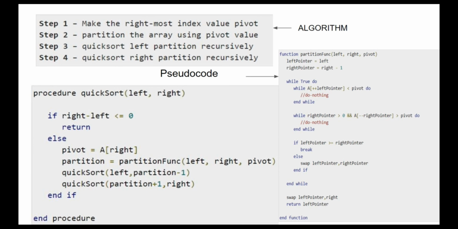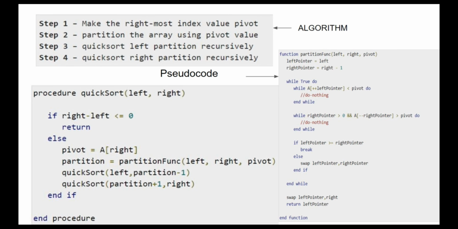Let's look at the algorithm and pseudocode. As we already discussed, the first step is to make the rightmost element the pivot. The next step is to partition the array using the pivot value. Then partition the left subarray recursively until the left subarray elements are sorted, and then partition the right subarray recursively until the right subarray elements are sorted.